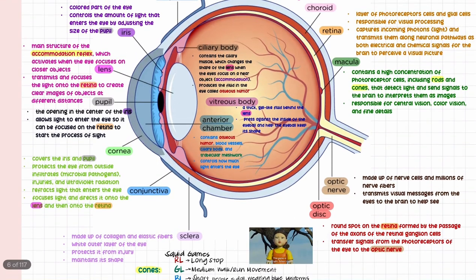I'll be discussing more about cones and rods and actually be using Squid Games as a mnemonic. So go ahead and watch that video.